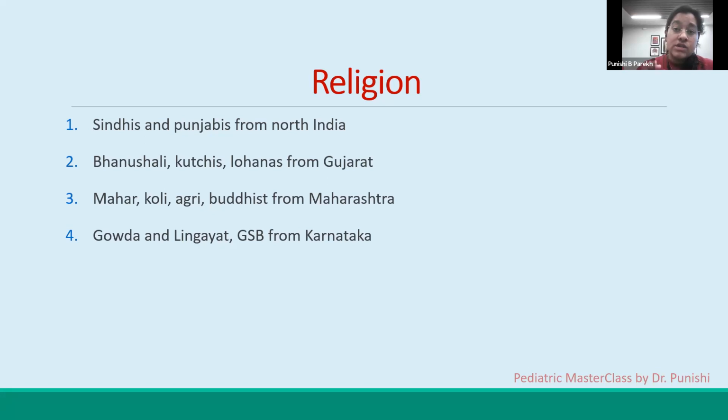Again, religion. Certain religions or certain castes or certain communities in the country again see a lot of hemoglobinopathies running in the family. This is another question that can be asked. So you have Sindhis and Punjabis from North India, the Bhanushalis, Kachis and Lohanas from Gujarat. You have the Mahars, Kodis, Buddhist, Agri community from Maharashtra, and the Gaudas and the Lingayats and GSBs from Karnataka in the south. So these are the common castes that have a higher prevalence of hemoglobinopathy.